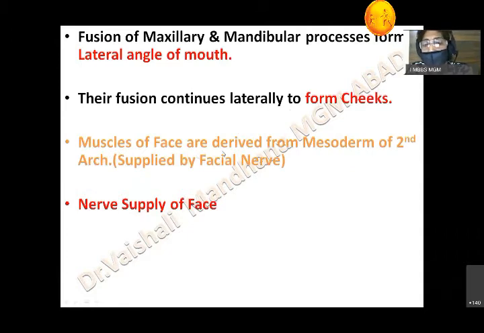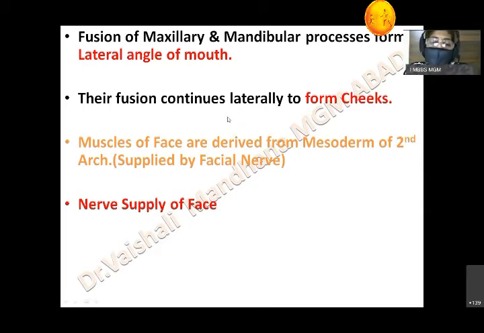All the muscles of the face, if you remember, they are derived from the mesoderm of the second branchial arch. And the nerve of the second arch is facial nerve. So all the muscles of the face, they are supplied by the facial nerve. Why? Because they are developing from the second arch, and the nerve of the second arch is facial nerve.